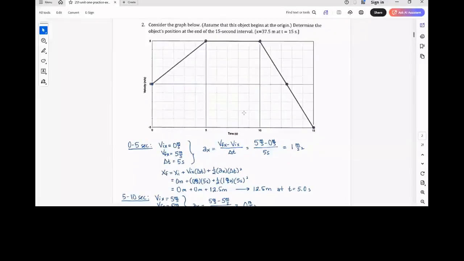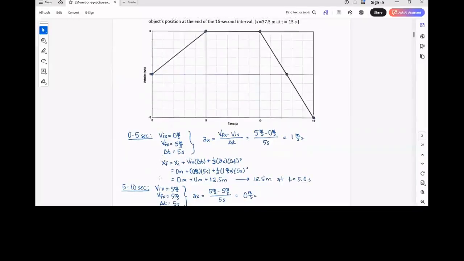There's more than one way to solve this. The first way is to break this graph up into sections that all have consistent slope, and then I can compute the slope of that velocity graph, which has to give me an acceleration. That acceleration is something that I can plug into a kinematic equation. So for the first interval from 0 to 5 seconds, the initial velocity is 0 meters per second, the final velocity is 5 meters per second, and I know my time interval is 5 seconds long. That means the acceleration is 1 meter per second squared.